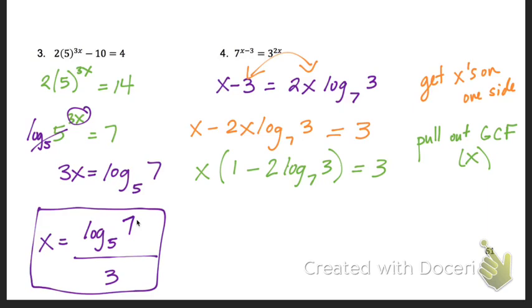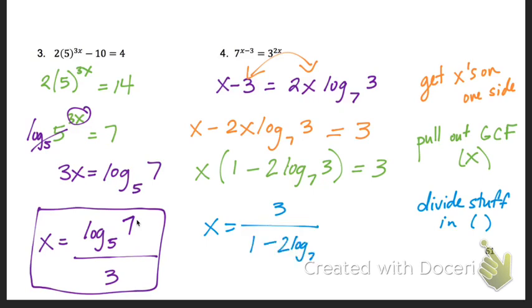Then to get x by itself, my next step is just divide by the stuff in parentheses and leave it be. You're done. So x equals 3 over 1 minus 2 log base 7 of 3. And why don't you do the 1 minus 2? Because the 2 is attached to a log. So you can put that positive 1 at the end. You could do negative 2 log base 7 of 3 plus 1.